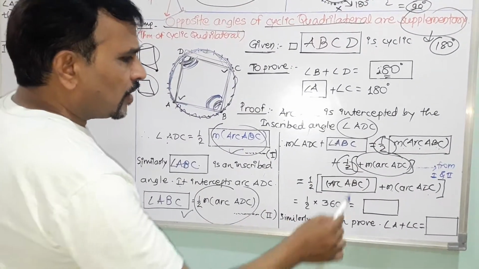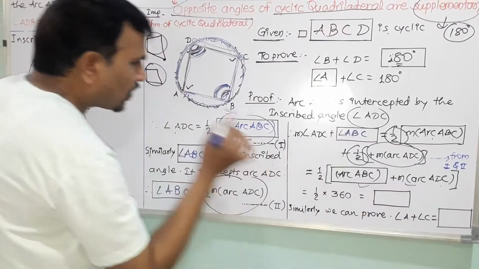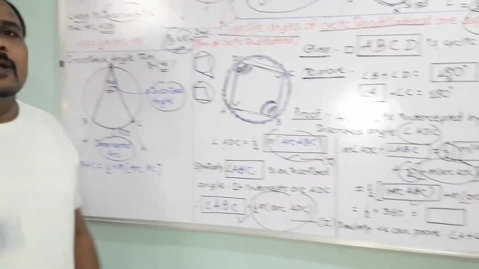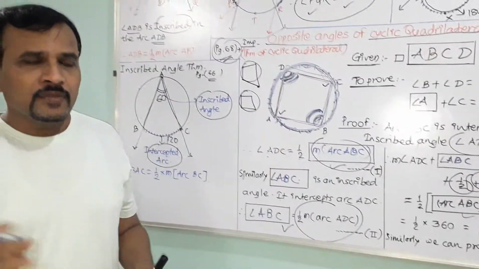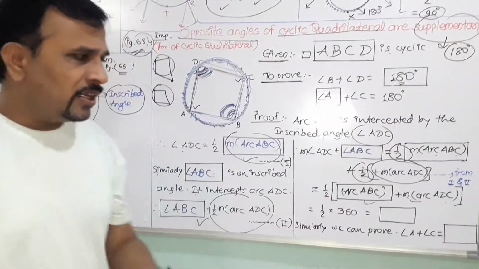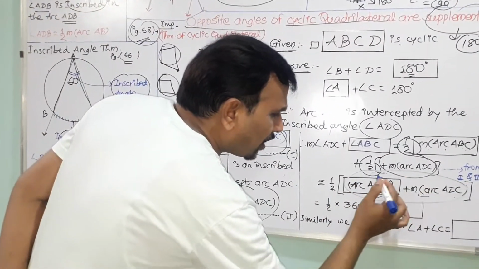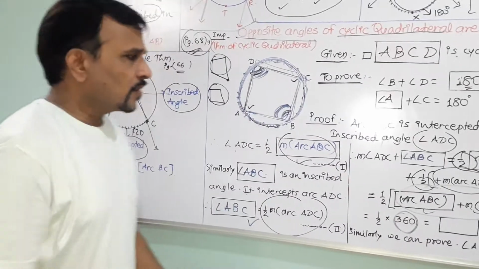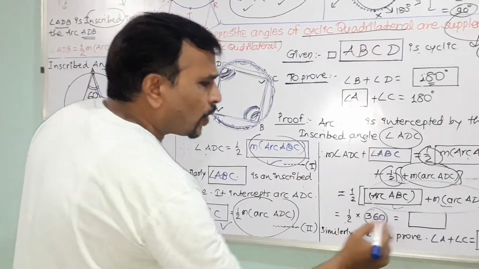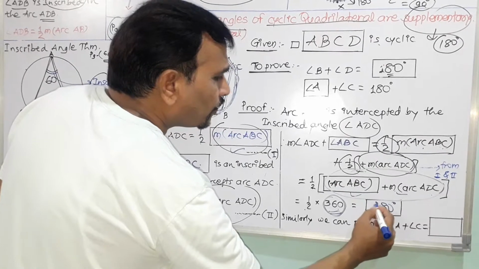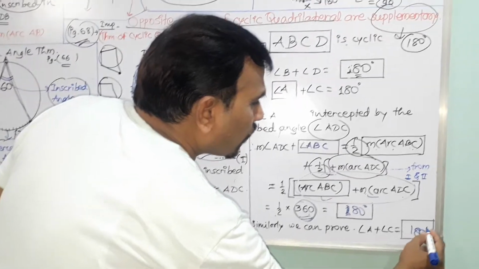Half is common. See, arc ABC plus arc ADC, I repeat, arc ABC plus arc ADC, that is the sum of the entire circle. By adding these two arcs to each other, we get the entire circle, and we know the sum of the entire circle is 360 degrees. So angle ABC plus angle ADC is half of 360, that is 180. Hence it is proved. Similarly, we can prove angle A plus angle C equals 180.